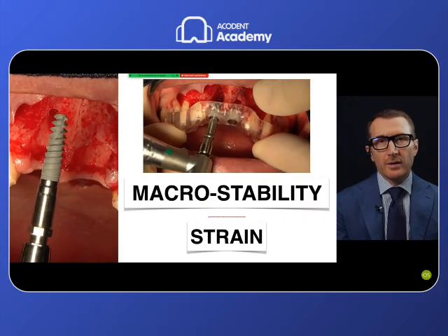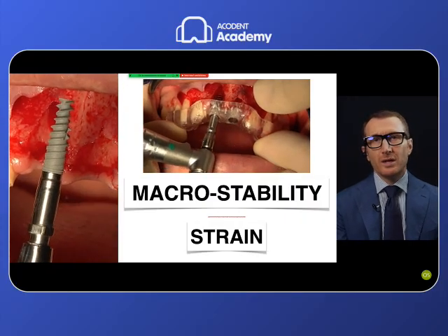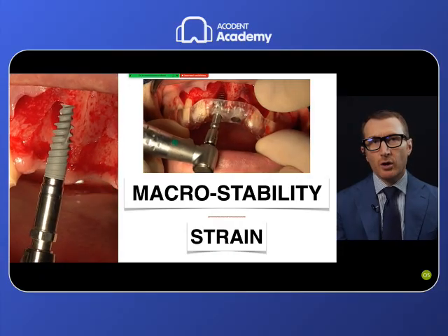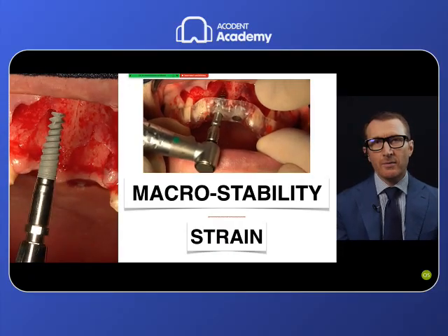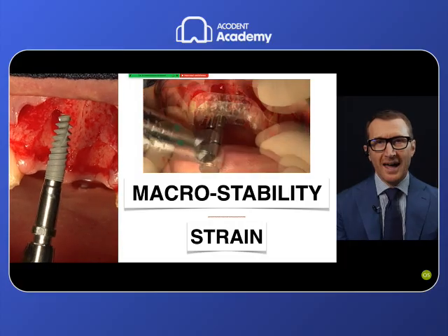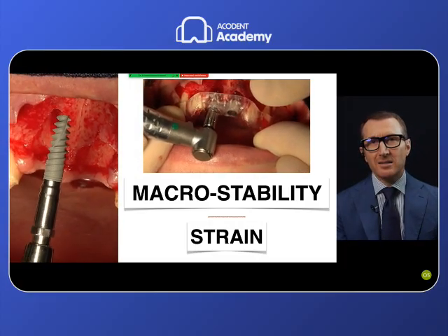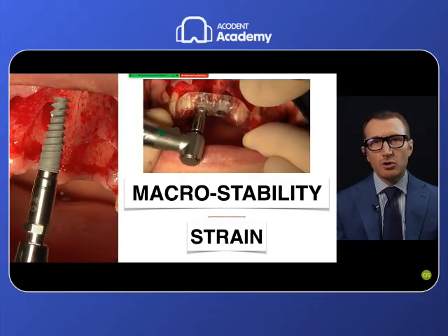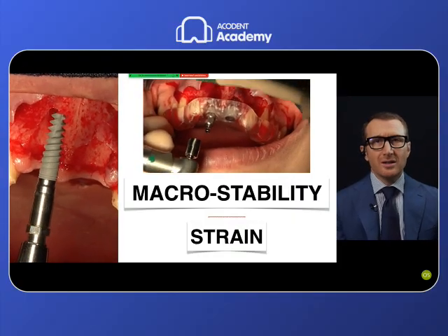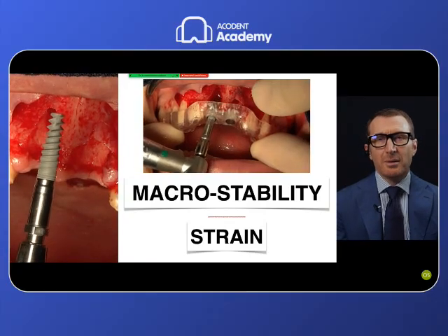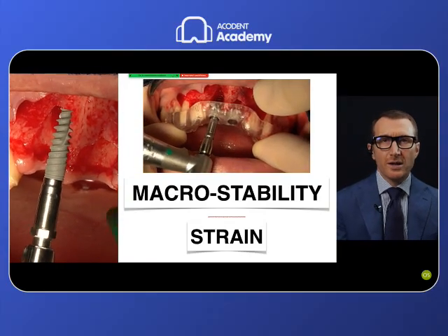And why are we doing this? We are doing this because we know that the primary stability of the implant is going to influence the microenvironment between the bone and the implant. And having a high stability of the implant is not going to directly guarantee the osseointegration process, but it represents a sort of risk factor.